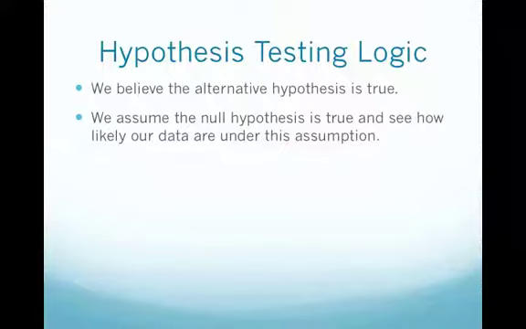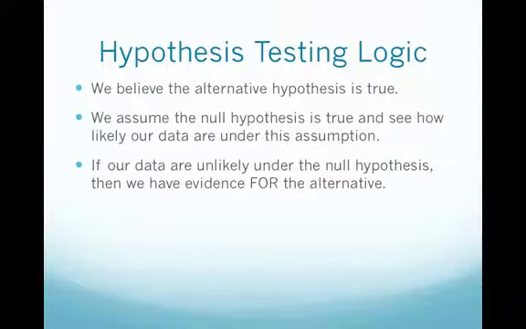Notice I've been talking about evidence and its relative strength. I have not been talking about proof. We do not prove anything using statistical methods. If our data are unlikely under the null hypothesis, then we have evidence for the alternative, just like I said. And that's kind of what you're rooting for, even though you can't sway the evidence toward that direction. As a researcher, that's what you think will happen. Otherwise, you would never be conducting the research in the first place.